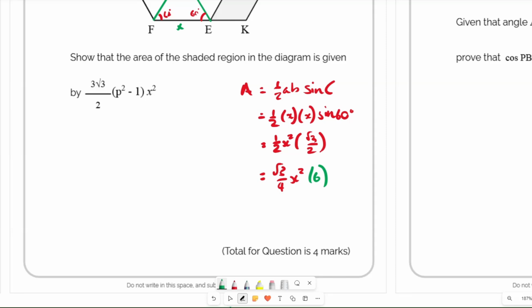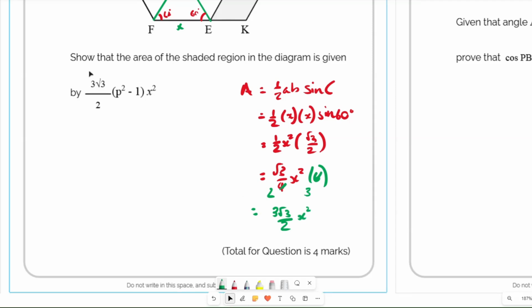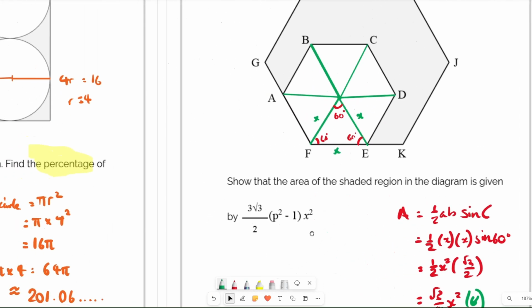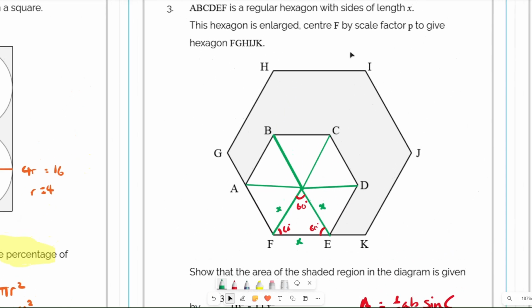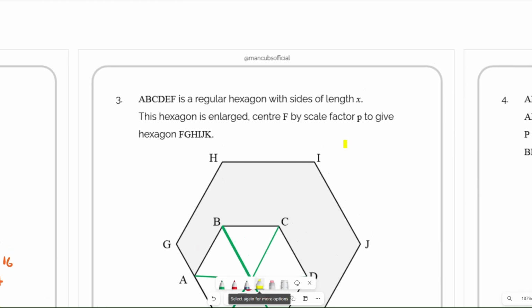Okay, so that's just going to reduce down to 2. That's going to be 3. So we end up with 3 root 3 over 2 x squared. And as you can see, that kind of looks a little bit close to this, doesn't it? So we know that's the area of the hexagon, and it's enlarged. Let's highlight, it's enlarged by scale factor p. So when we mean to enlarge something, we multiply it by that, don't we?